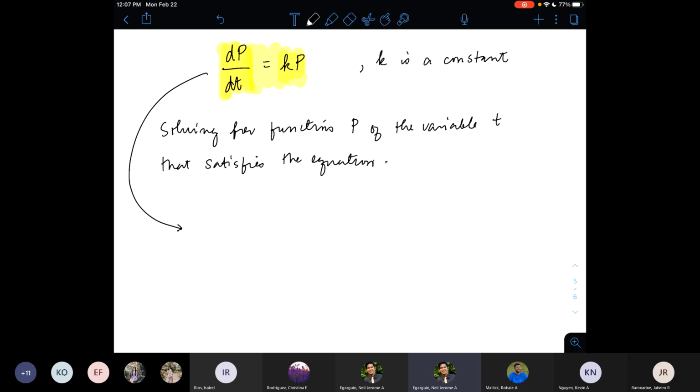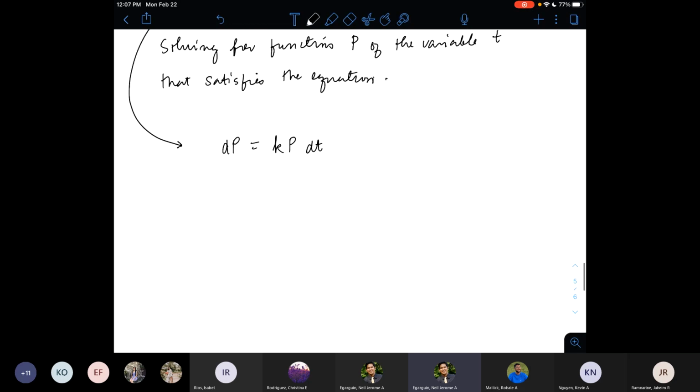So you see here that I can multiply both sides by dt, because my goal is all those with the p will be on the left-hand side and all those without would be on the right-hand side. So I multiply both sides by dt, and then I have a p on the right-hand side. So what I'll do is to divide both sides by p. So basically I'll have dp over p equals k dt. And this is the separated form of the differential equation, because all those with the p are on the left-hand side and all those involving the variable t would be on the right-hand side. So the two variables are on separate sides of the equation.